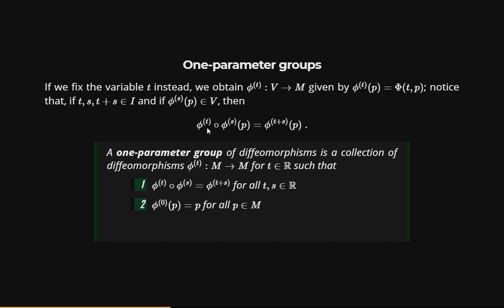Second condition, at time 0, everything stays still. So the time 0 diffeomorphism is just the identity of our manifold. Third condition, the whole map is smooth, from R times M to M.